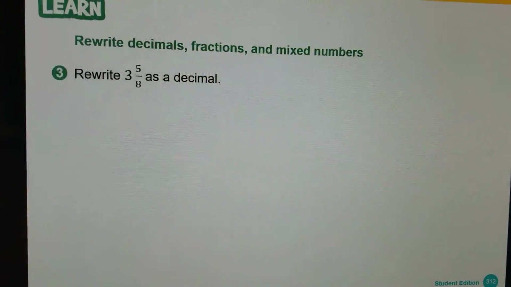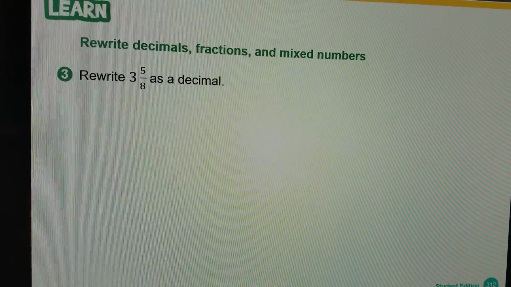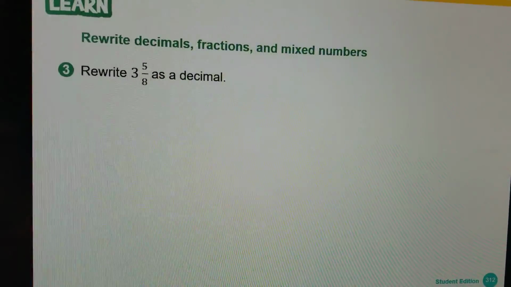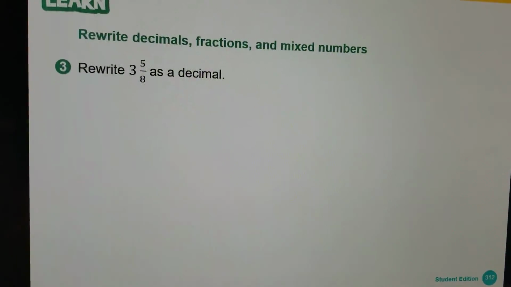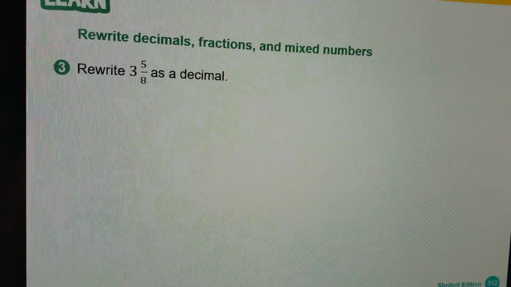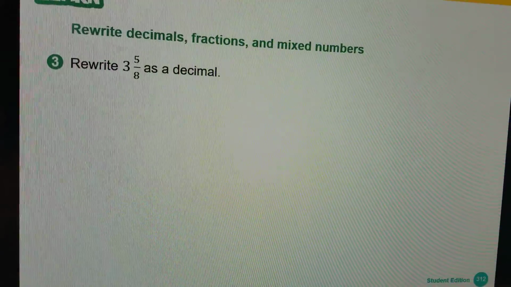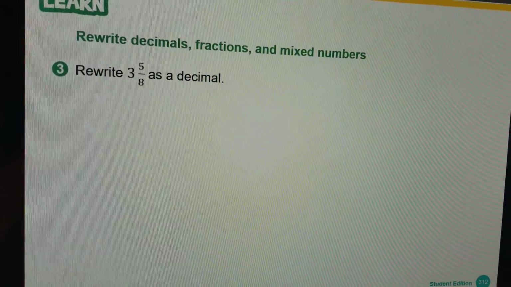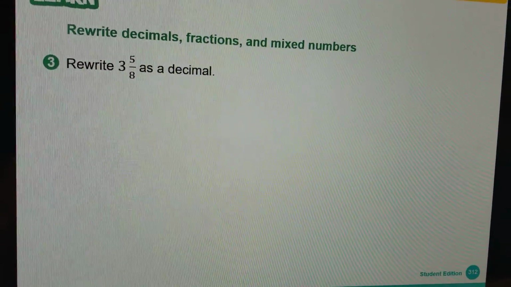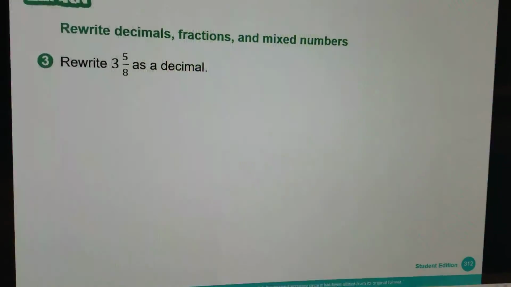Okay guys, we're back. We're going to solve this problem. Before we were changing decimals to fractions, now we're changing fractions to decimals. Depending on the denominator, this can be simple, or if the denominator is not a multiple of 10, it's a little bit harder, but I know you guys can figure it out. So I have 3 and 5/8 written as a decimal.